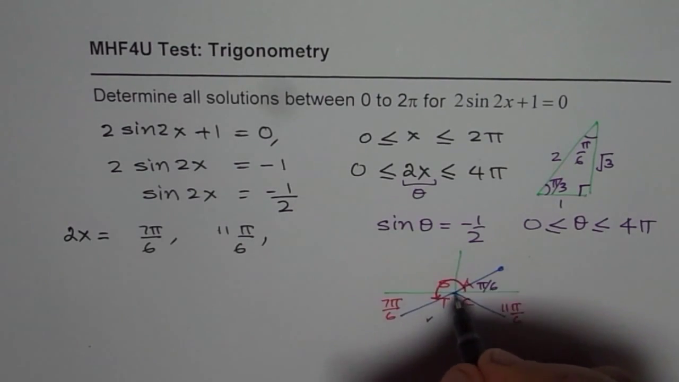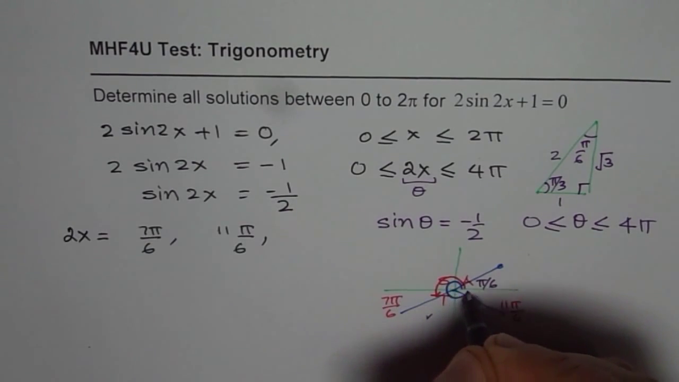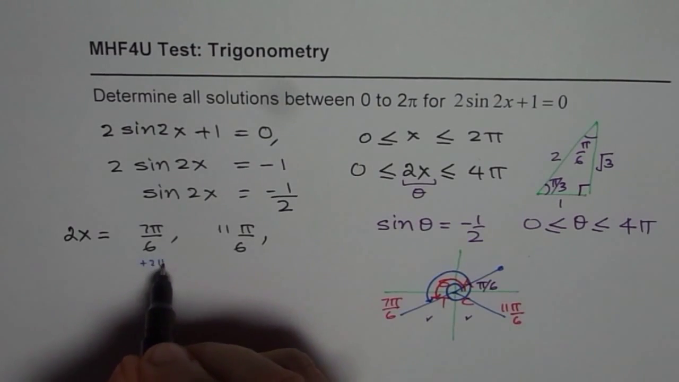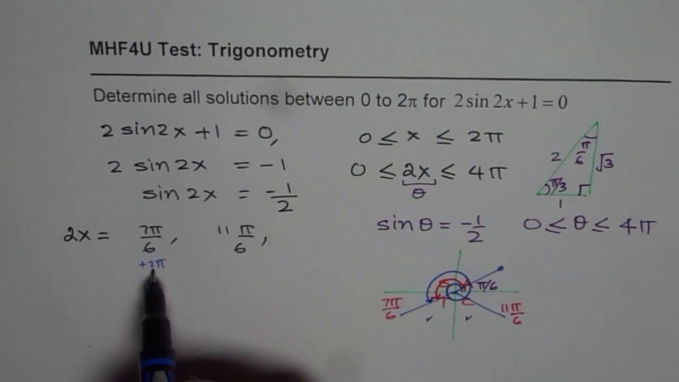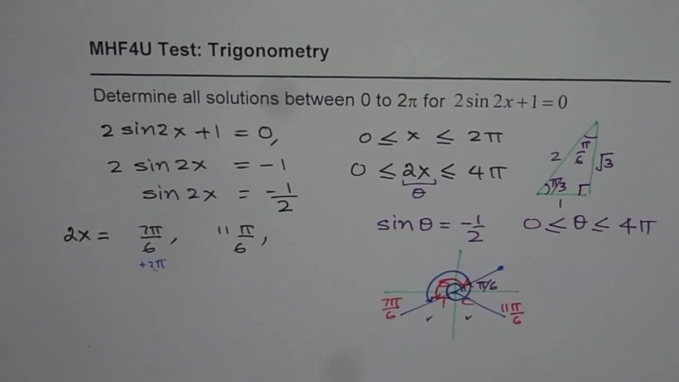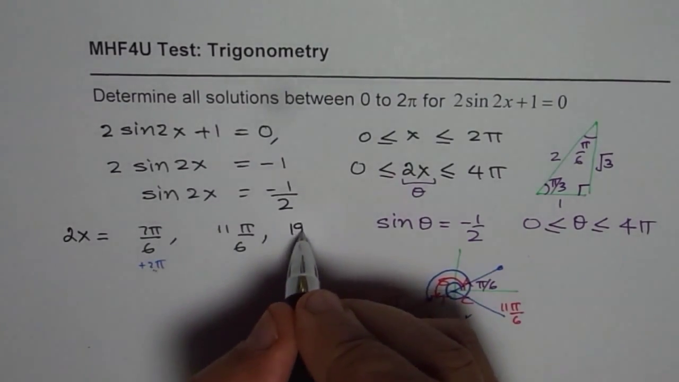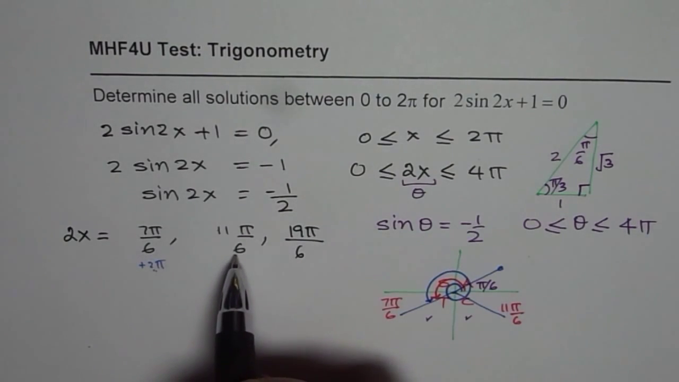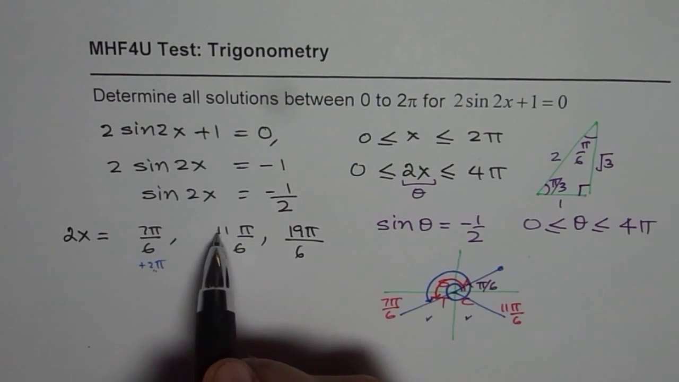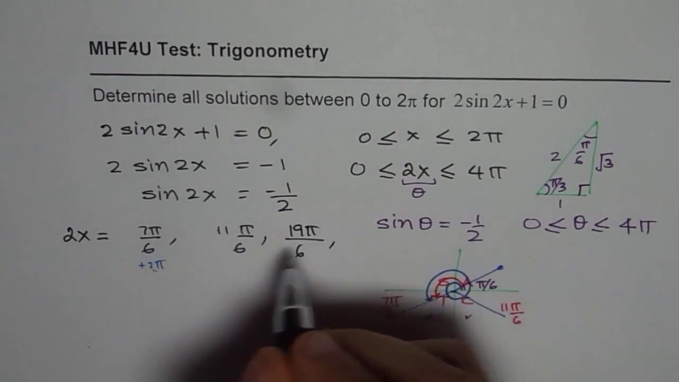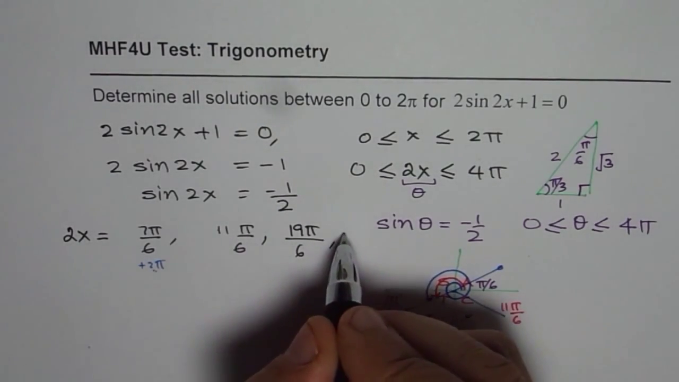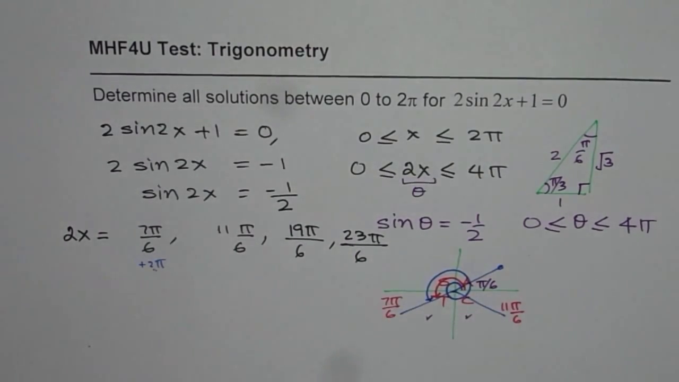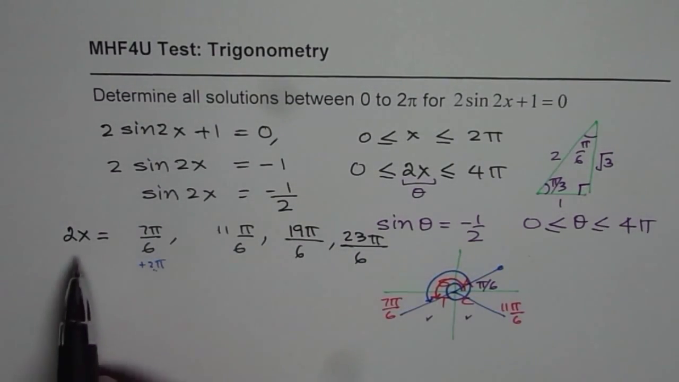Basically, we have to go from here one full circle and then come back, correct? So when you add 2 pi, then it is 6 times 2 is 12. 12 plus 7 is 19, right? So we get 19 pi by 6. And when you add 2 pi to this, 2 pi means 12 plus 11, right? So 12 plus 11 will be 23 pi by 6. So these are all the values for 2x.